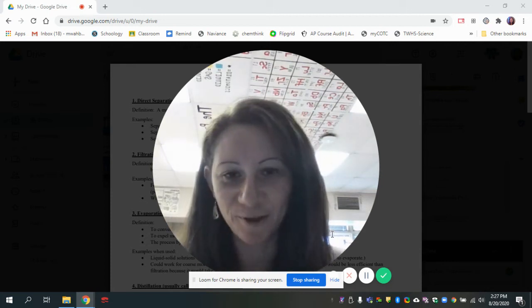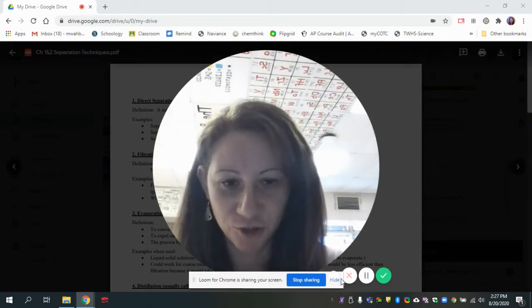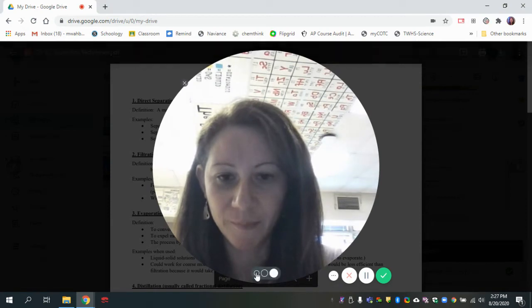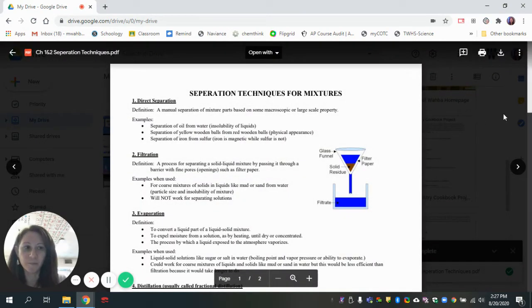AP Chemers. Today we're going to talk about separation of mixtures. So there are many different ways to separate mixtures. A lot of these we've talked about last year, but there are a couple of new ones.